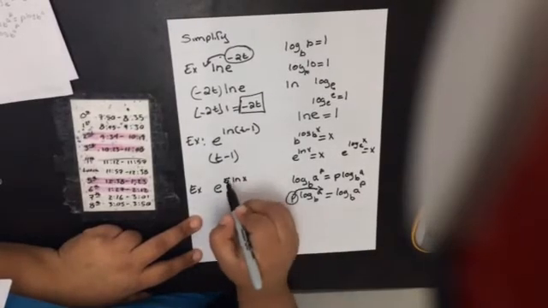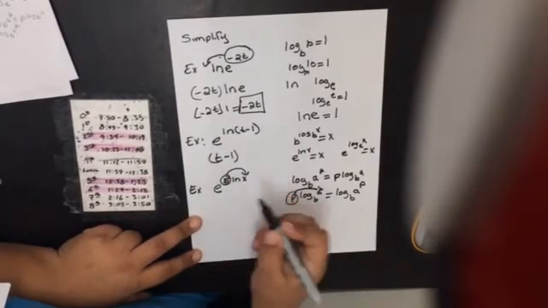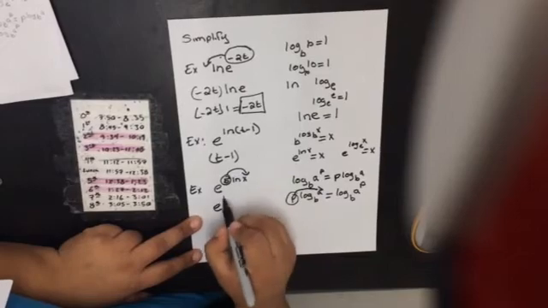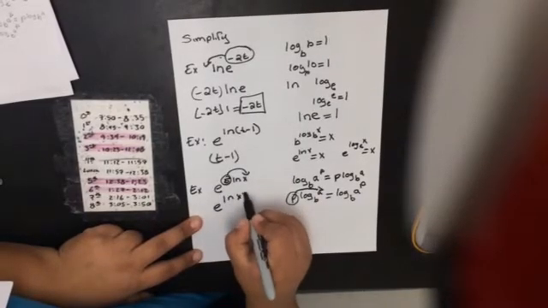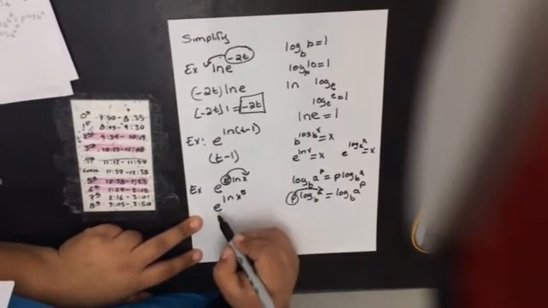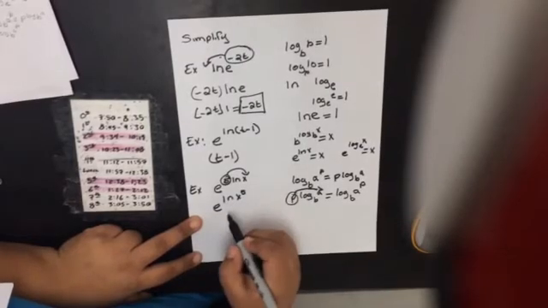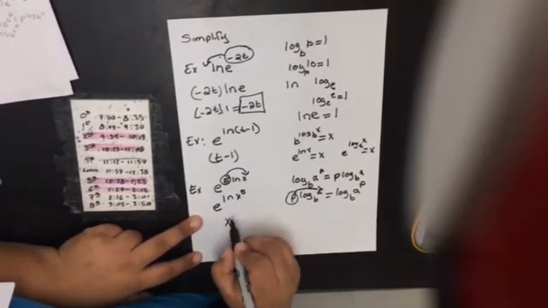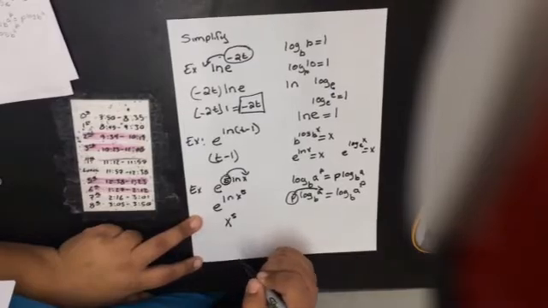Well, here we can do the same thing. The 5, we can write it as an exponent. So then we have e to the natural log of x to the 5. The e and the natural log, they undo each other. So then your answer is just x to the 5.